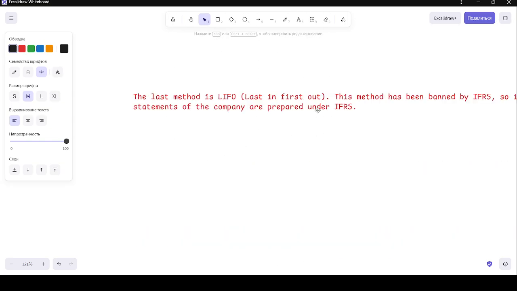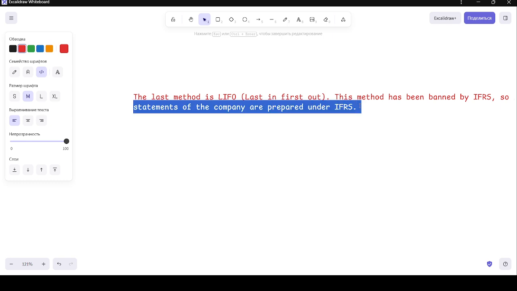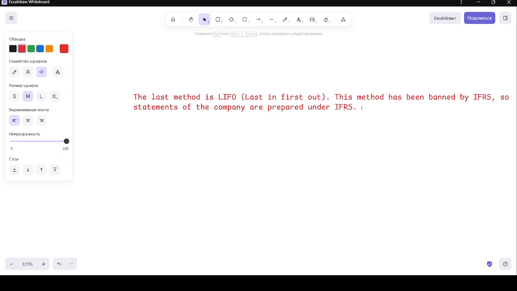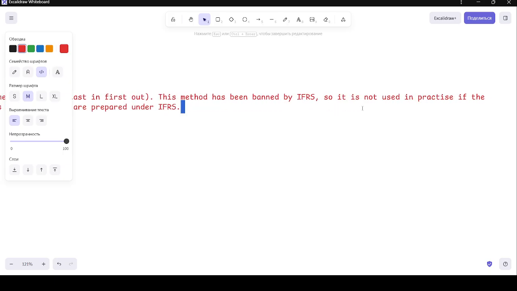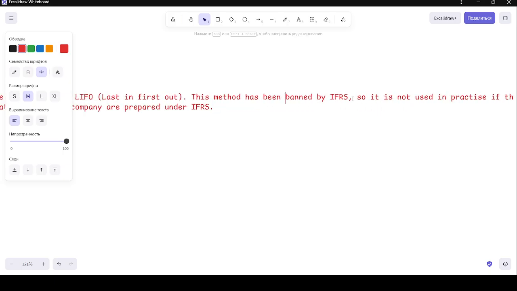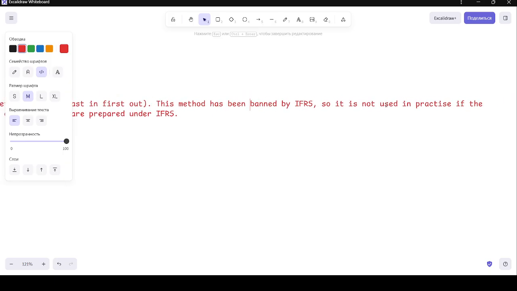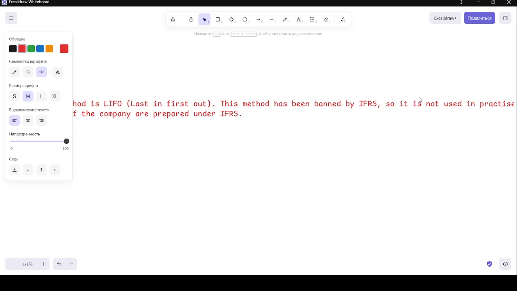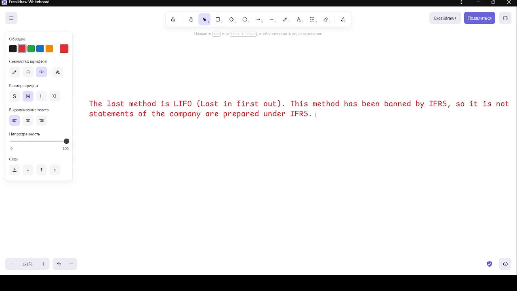Okay, we had also the last method. This is LIFO. LIFO is banned by IFRS. Yep. So it is not used in practice if the statements are prepared under IFRS.